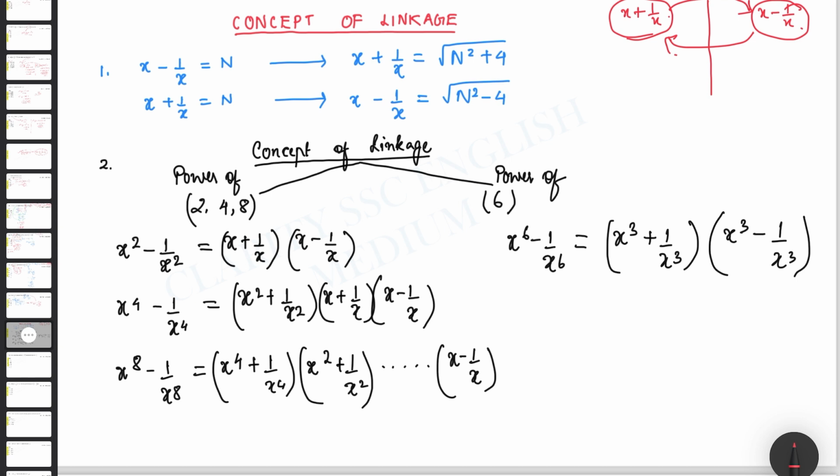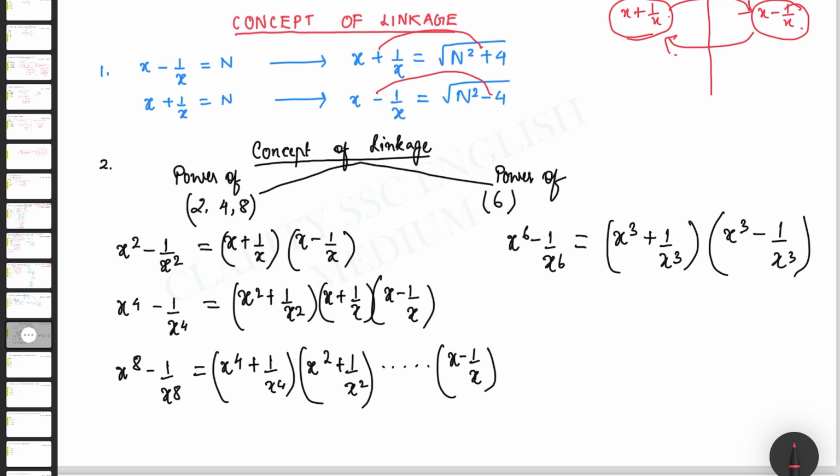So if x minus 1 by x is equal to n, then x plus 1 by x is equal to root over n squared plus 4. Here, if plus is here, plus is here. And if minus is here, minus is here. If we have to find x plus 1 by x, it's n squared plus 4. If x minus 1 by x, it's n squared minus 4. Root over n squared plus 4 and root over n squared minus 4. Plus will go with plus and minus will go with minus.